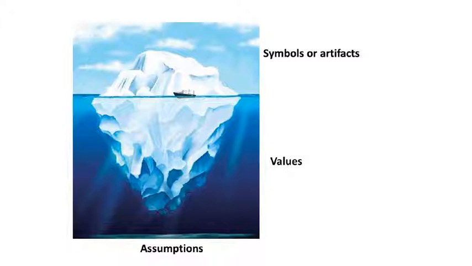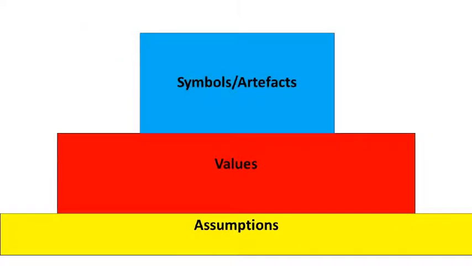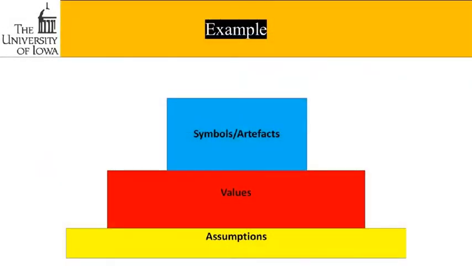They're not seen, but they underpin the manifest symbols or artifacts such as languages, stories, rituals, dress codes, and all the things that you can hear and touch. This could be diagrammed a different way. Maybe you could diagram your organization and fill in the different boxes. Let's diagram the UI. As with your ethnography, we'll begin by looking at the symbols and artifacts.